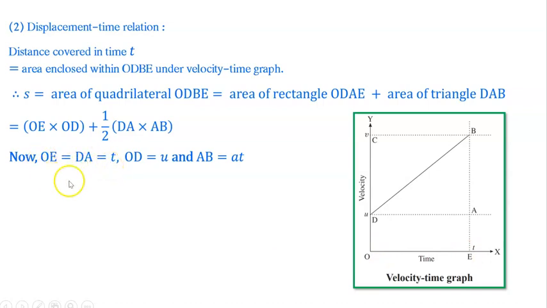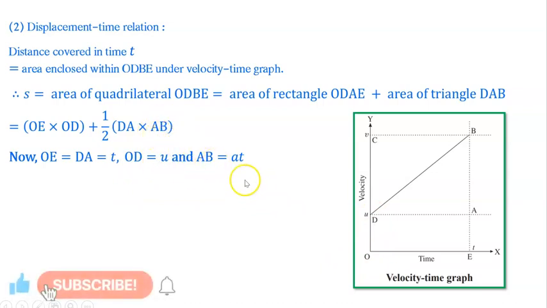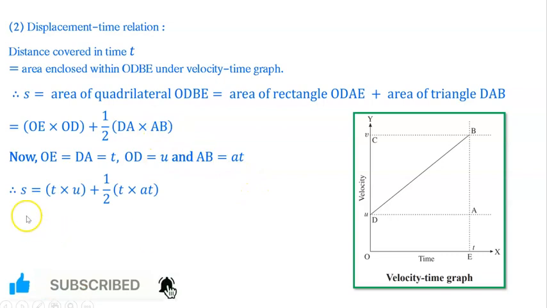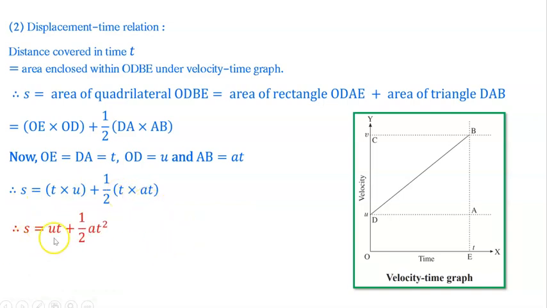Therefore OE and DA are replaced by t. What about OD? OD is the initial velocity. It's replaced by u. And next, this AB is replaced by at, and if you replace it, then you will get s is equal to t into u plus 1 upon 2 in bracket t into at. Therefore, s is equal to ut plus 1 upon 2 at square, and this is the second kinematical equation.